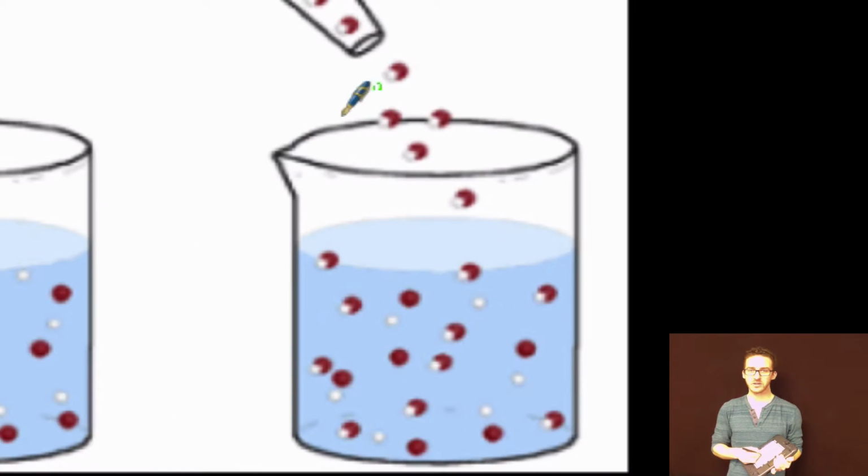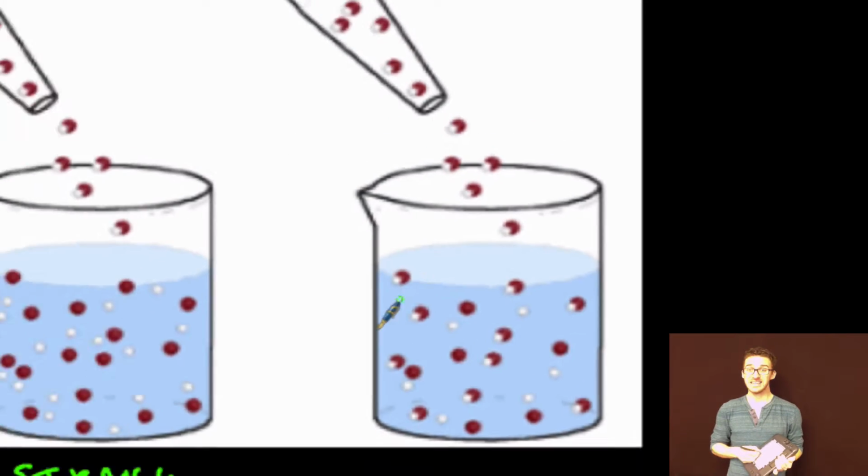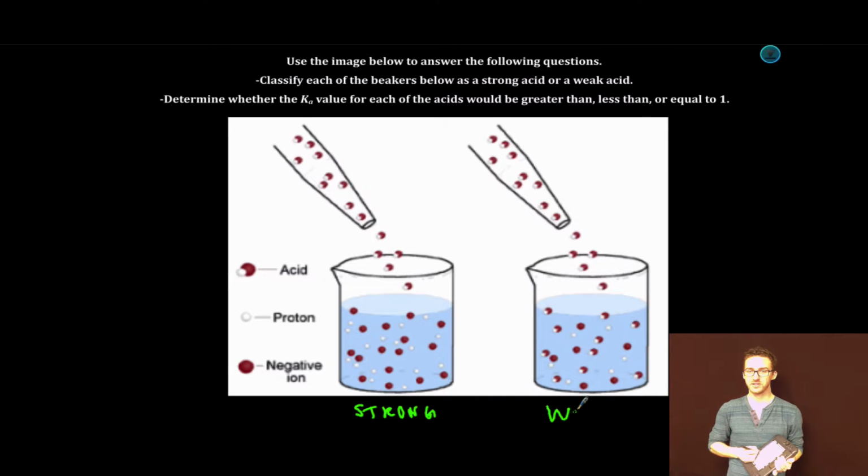All right, now let's take a look at the beaker on the right. When this acid is placed in water, notice that there is some ionization. There is some increase in hydrogen ions. But notice we have a bunch of the original acid molecules still in solution, indicating that this acid on the right is a weak acid.